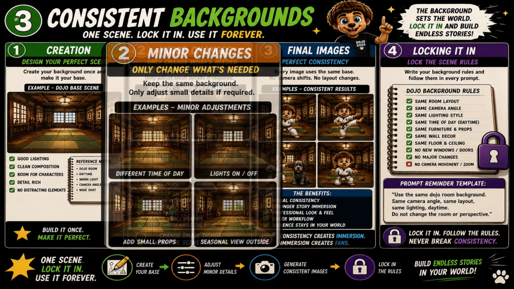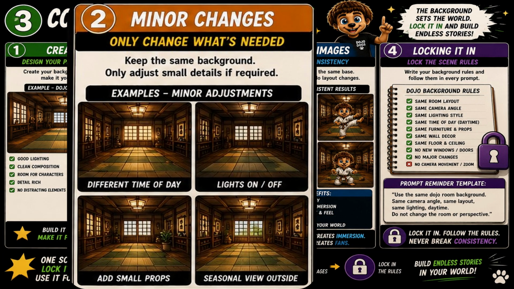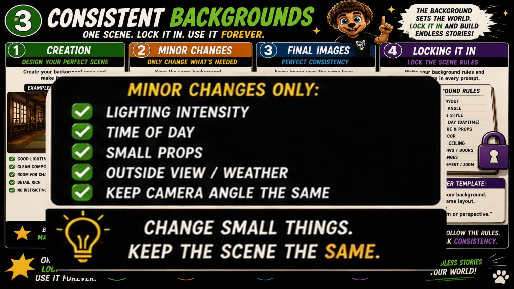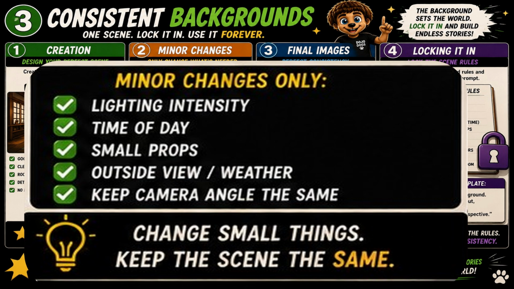Part 2, minor changes. Now, this doesn't mean nothing can change. You can make small adjustments, things like changing the time of day, turning lights on or off, adding small props, changing weather outside, or adding seasonal details. But the core scene stays the same. Same room, same angle, same layout. If you regenerate the full background every image, AI starts changing random things, and consistency disappears fast.